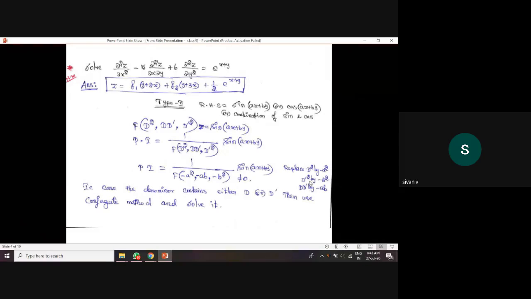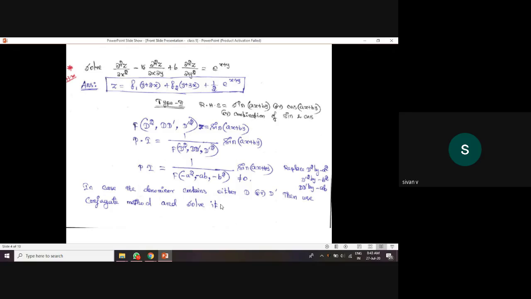Students, you have to remember that for right hand side trigonometrical, you have to substitute only for the square terms: D square, D D dash, or D dash square. If it has a single term, take the conjugate and simplify, either D or D dash. Otherwise, 1 by D means integrating with respect to x, and 1 by D dash means integration with respect to y. You substitute values only for the square terms.